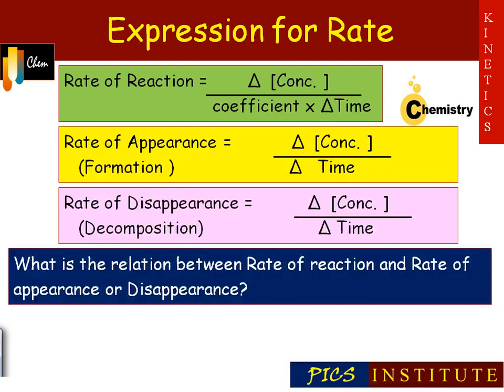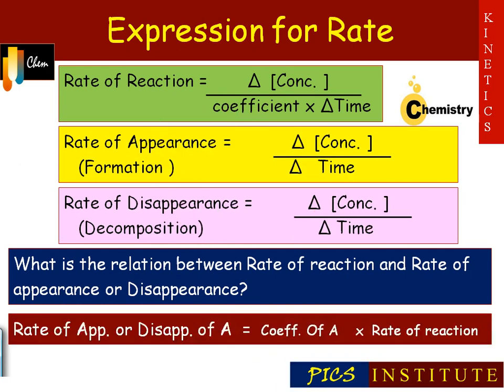So, what is the relation between rate of reaction and rate of appearance or disappearance? Students, you can use a direct formula. Rate of appearance or rate of disappearance is equal to coefficient into rate of reaction. So if we know the rate of reaction, we can find out rate of appearance or disappearance.